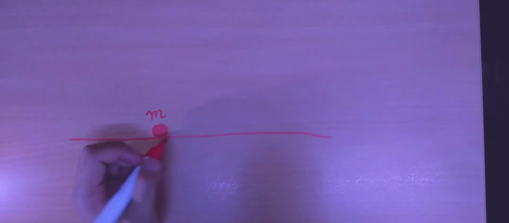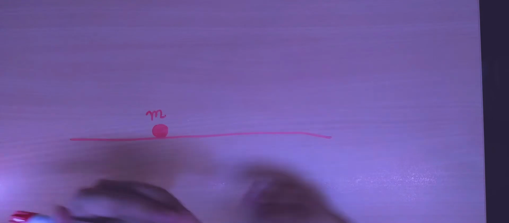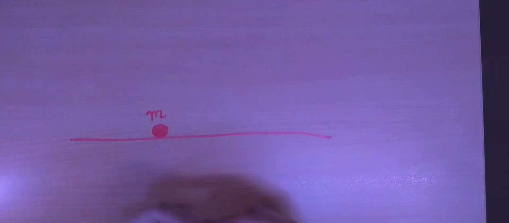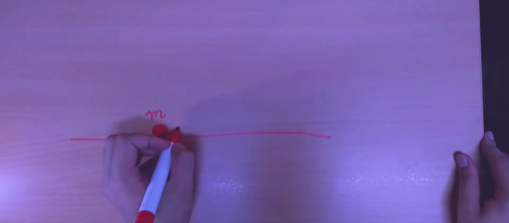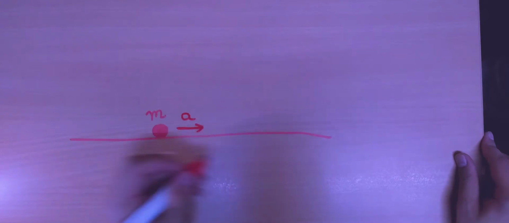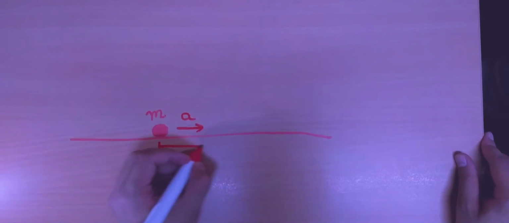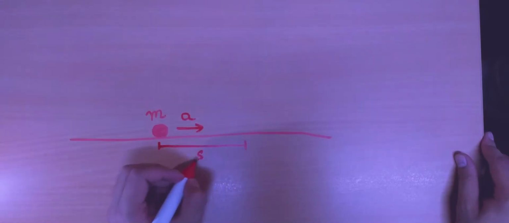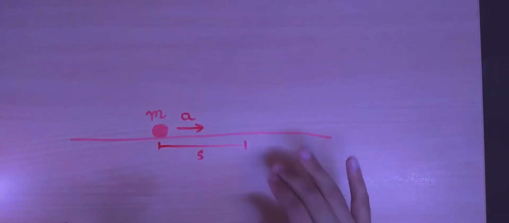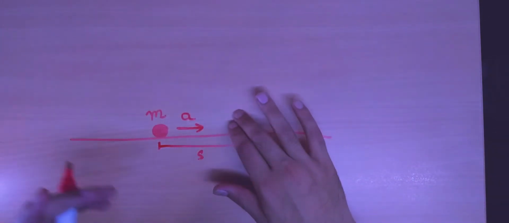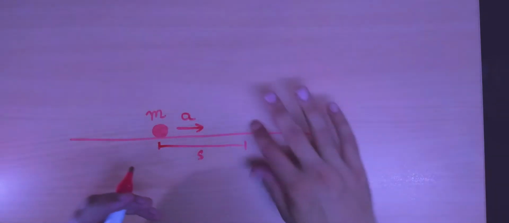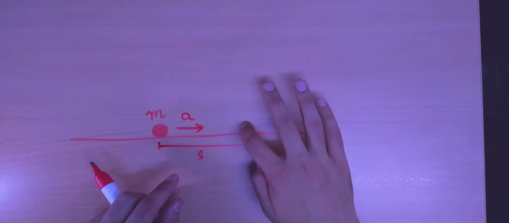Obviously, when we apply some force to some object, we get some acceleration, right? Because it's an external unbalanced force, so it must cause an acceleration. So let's say we get an acceleration of a units in this direction, and I push this object for a distance of s units, after which I stop applying the force, and due to inertia of motion it will continue to move in that direction with the velocity obtained at this point.